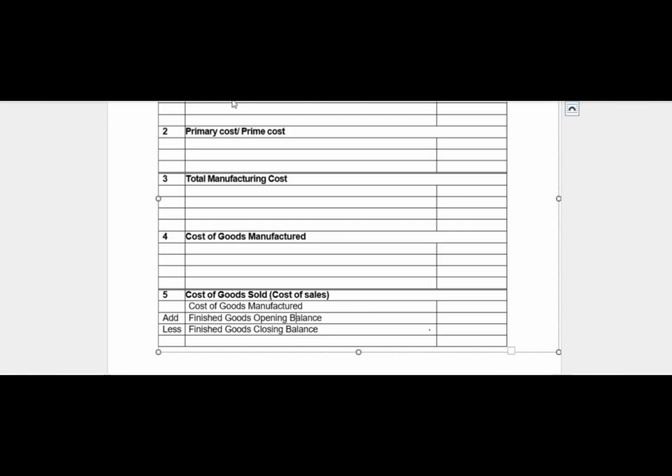So that means we cannot calculate cost of goods sold without cost of goods manufactured. So what is the formula to calculate cost of goods manufactured? I just want to show you so that you get to understand the processes of certain things, because you need to know what you are doing and have a better understanding. So now let's put the format to calculate cost of goods manufactured.